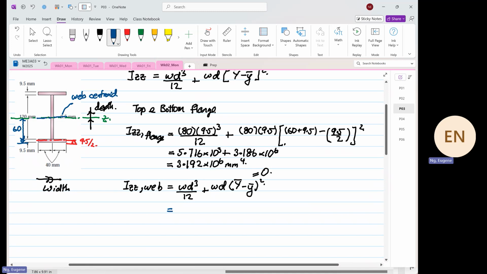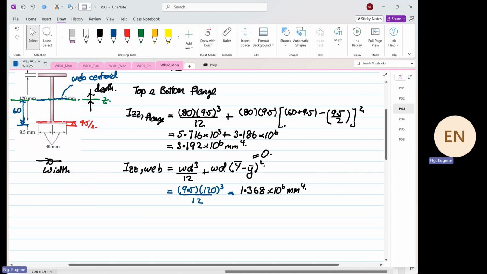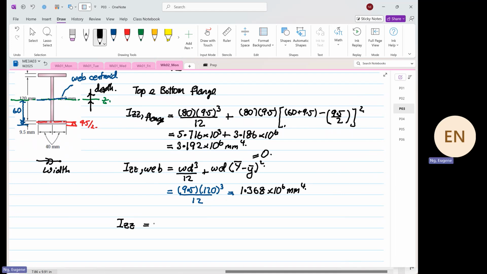When that's the case, the width is equal to 9.5. The depth is equal to 120 cubed over 12. So this is equal to 1.368 times 10 to the power 6 millimeter 4. Let me do it again: 9.5 times 120 to the power 3 divided by 12. Yep.